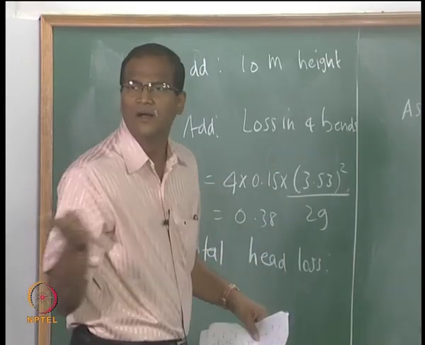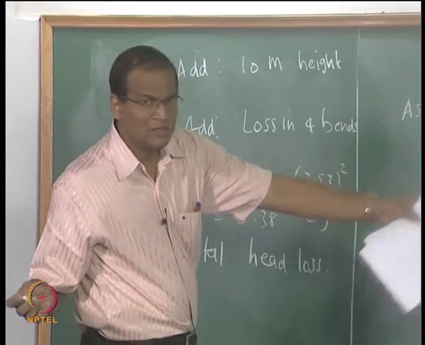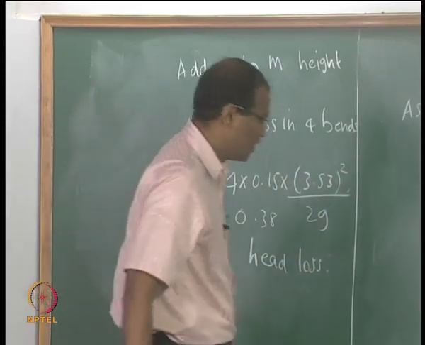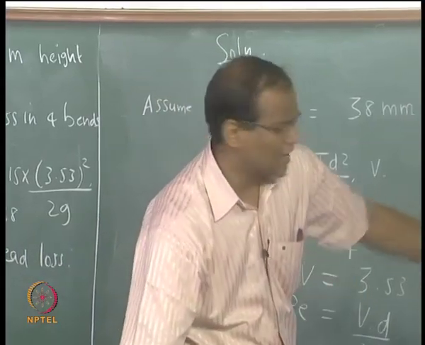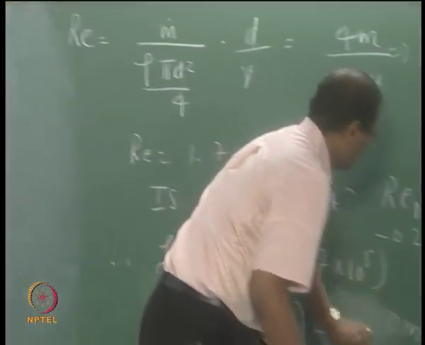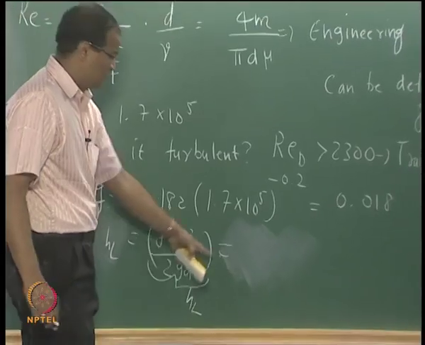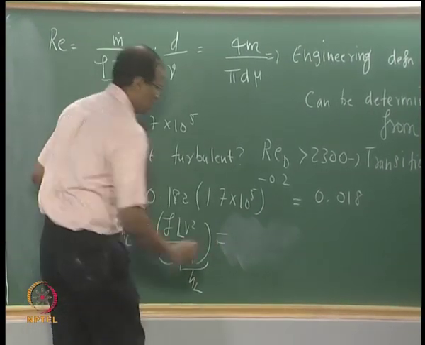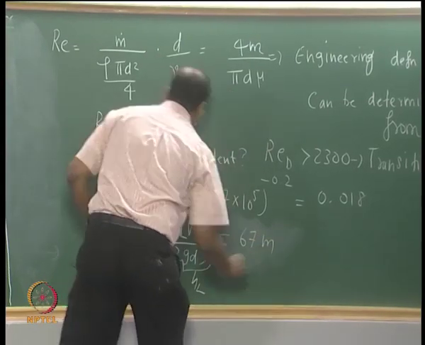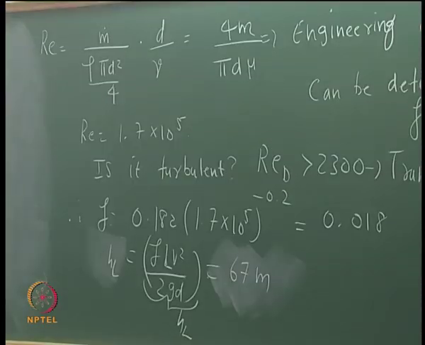I got 67. What happened? I got 60. What is the correct answer? 67. This one. 60. 67. Okay. 77.